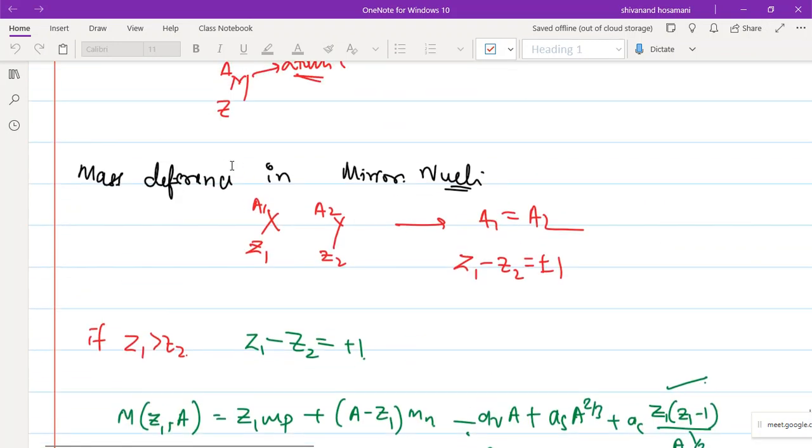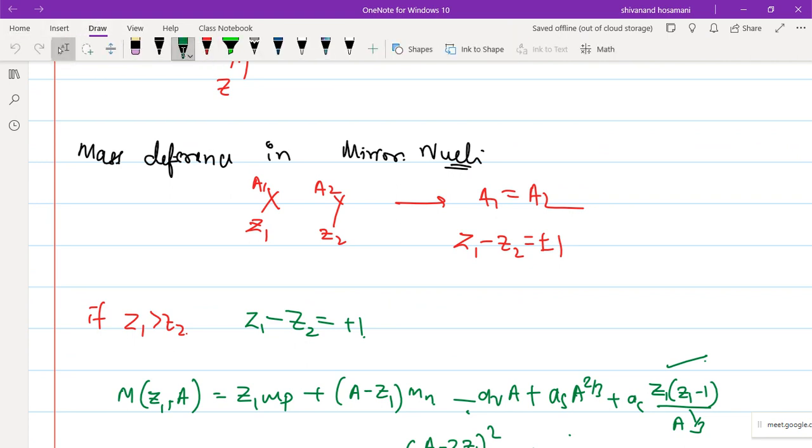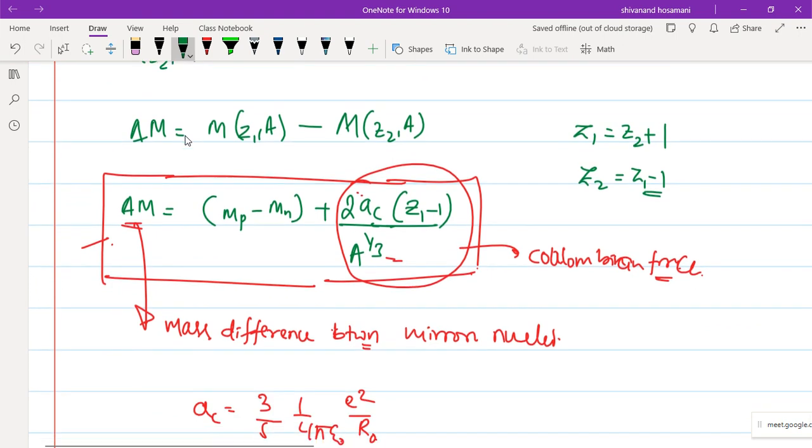Okay, in the previous class I was discussing mass difference in the mirror nuclei, right? Yes, is it audible now? Yes. Hello. Yes, okay.